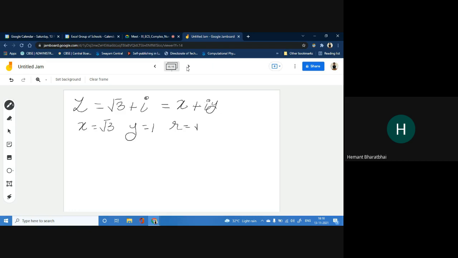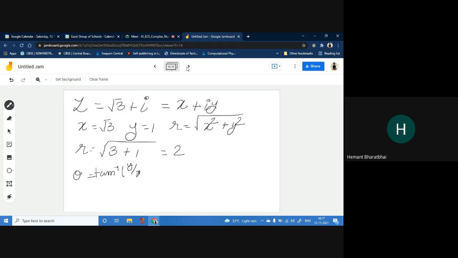So we have just derived that r, that is modulus, is nothing but equal to the square root of x square plus y square. So r is equal to under root of root 3 square, that will be 3, and 1 square, that will be 1. So square root of 4, that is 2. So I get modulus is 2.